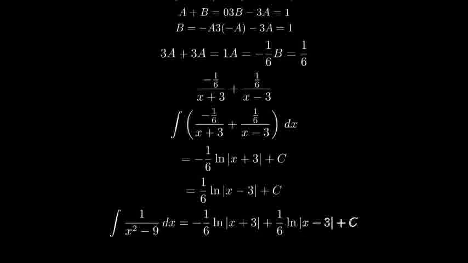So, integrating 1 over x squared minus 9 dx results in the expression we see here. And remember, this expression is valid up to a constant of integration.